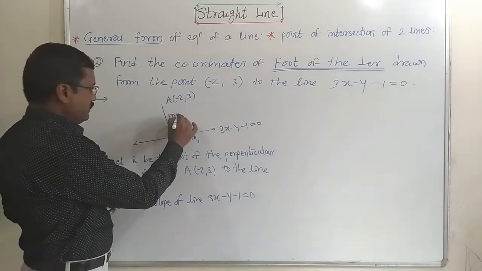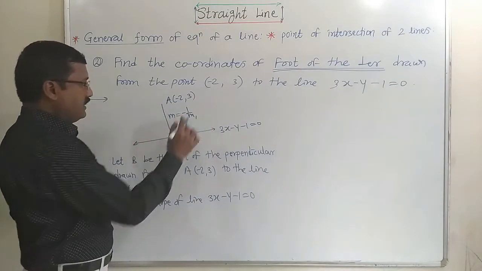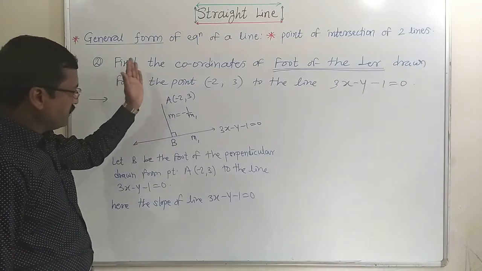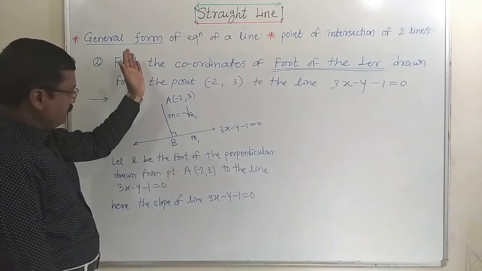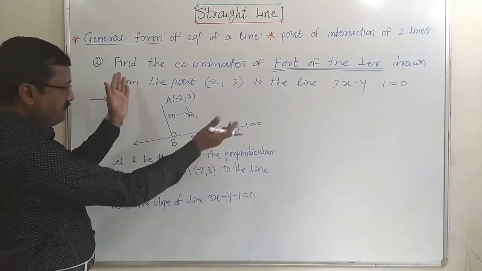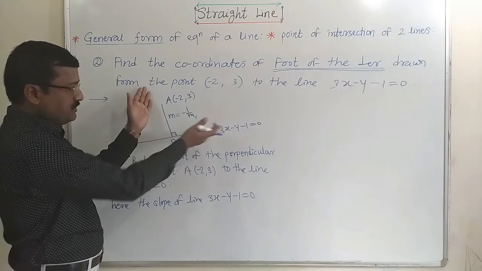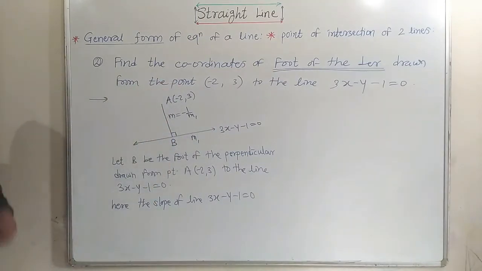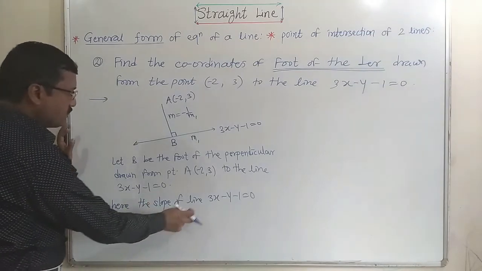That m will be minus 1 upon m1. And knowing this slope and point, we can write the equation of line AB. The equation of this other line is already given. If we find the point of intersection of these two lines, then that will be the foot of the perpendicular. For that we are finding the slope of this line.